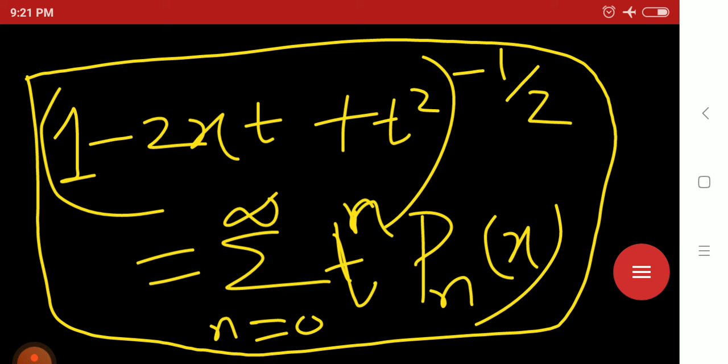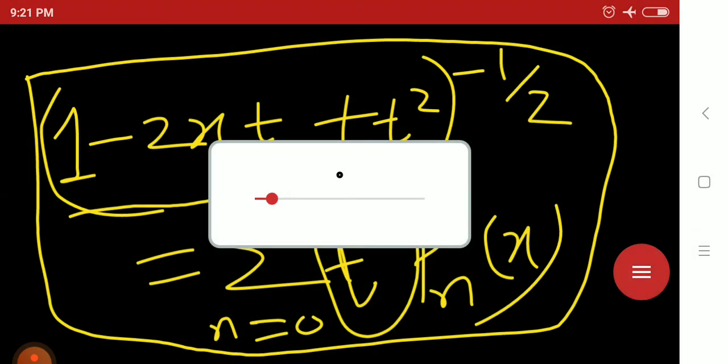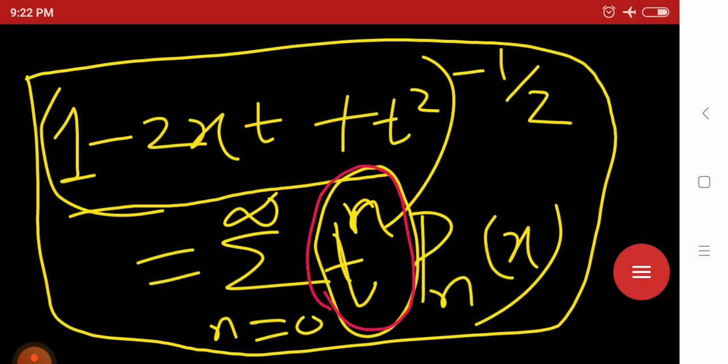So here you can see one thing: 1 minus 2xt plus t square whole to the power minus half equals summation over n equals 0 to infinity t^n Pn(x). The coefficient of t^n in the expansion of the generating function is the Legendre polynomial of order n. So this is the generating function of Legendre polynomial.